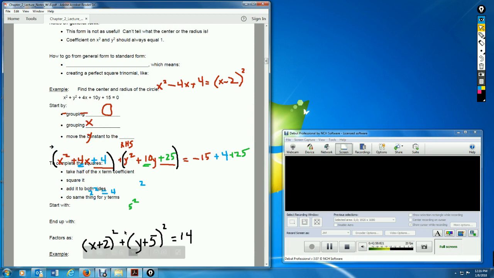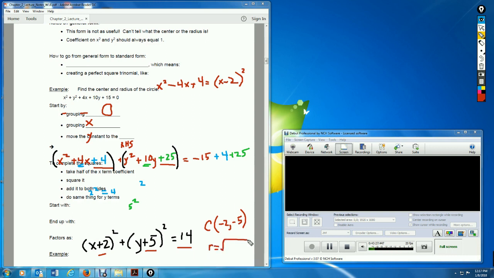All right, but anyway, the point is now we have this in the correct form, and we can read off the center of the circle, and the center would be -2, -5. And we can read off the radius, which would be the square root of 14. And then if you wanted to actually plot this, just do the square root of 14 on your calculator. It's about 3.7. So you could make an estimated plot just by doing that.